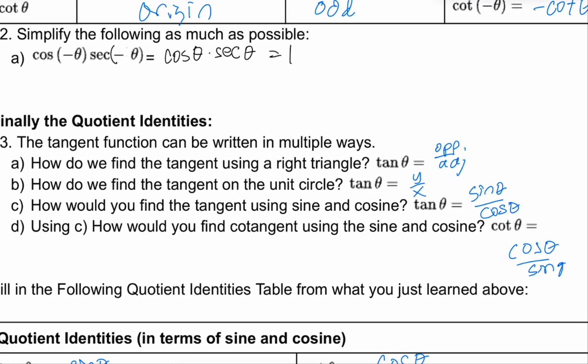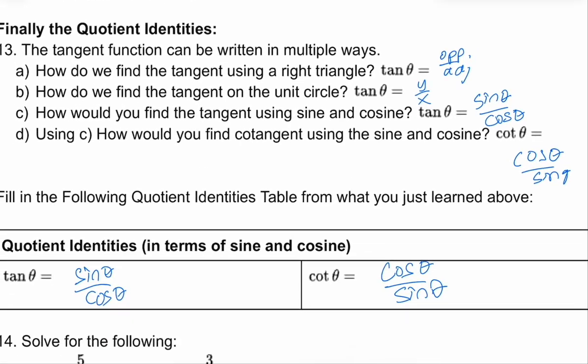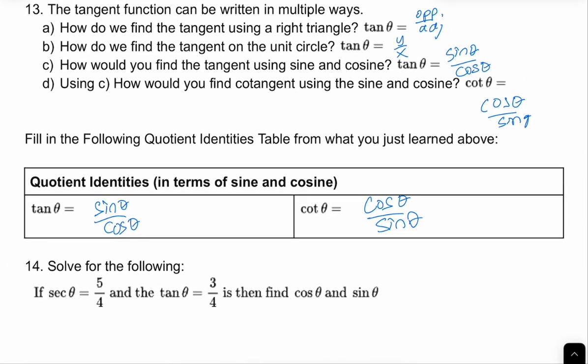13. Tangent is opposite over adjacent, y over x, sine over cosine. So then if you flip it, cotangent would be cosine over sine, and that's what I wanted in the table here. So if you could put that in your table, tangent is sine over cosine, cotangent is cosine over sine. Now think about everything that we know we built from stuff we already know from chapter 7. So these are not new facts, they're just facts you might not have known existed, okay?